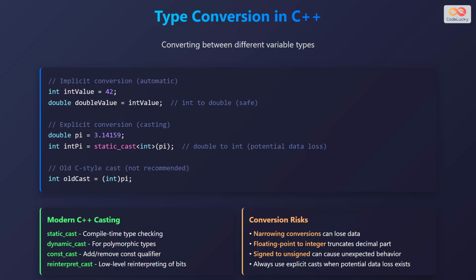Modern C++ casting includes static_cast for compile time type checking, dynamic_cast for polymorphic types, const_cast to add or remove const qualifier, reinterpret_cast for low-level reinterpreting of bits. It's important to be aware of the risks associated with type conversions, such as narrowing conversions that can lead to data loss. Floating point to integer conversion truncates the decimal part, and signed to unsigned conversion can cause unexpected behavior. Always use explicit casts when potential data loss exists.